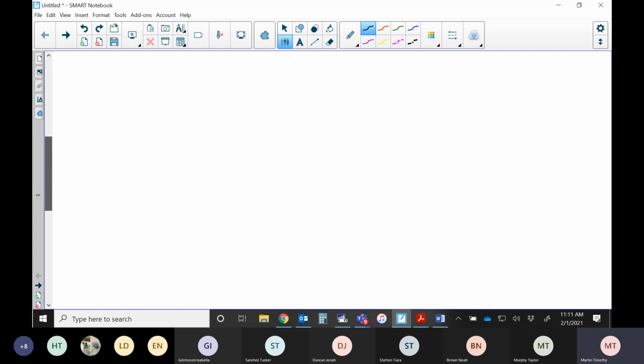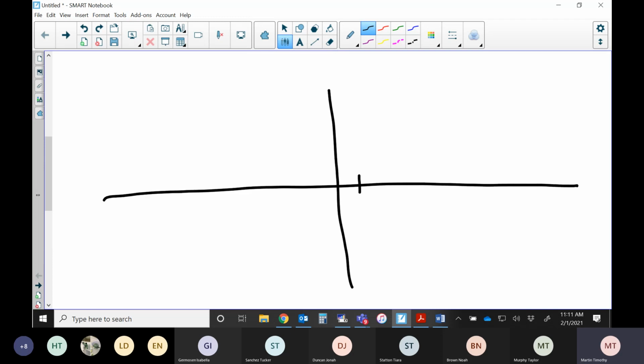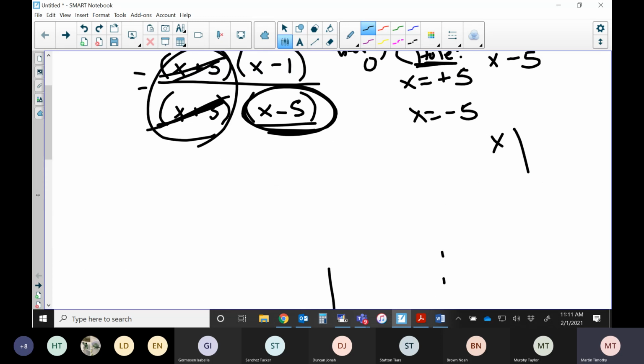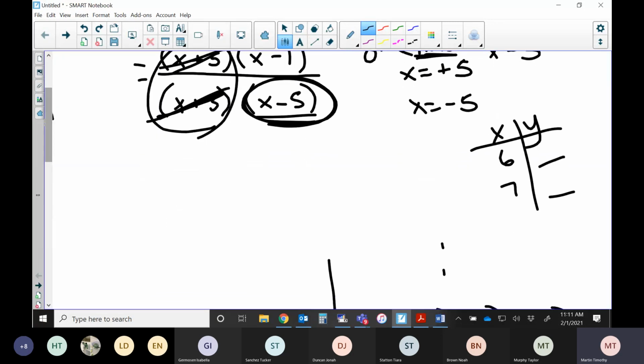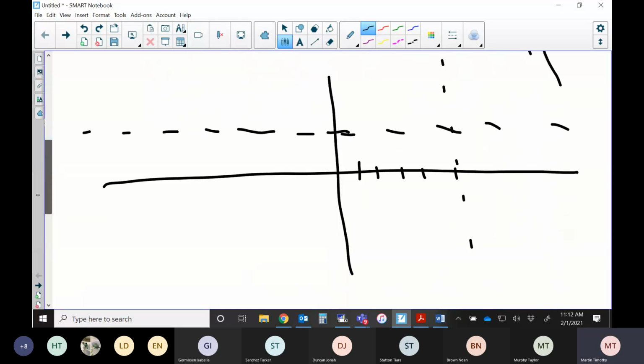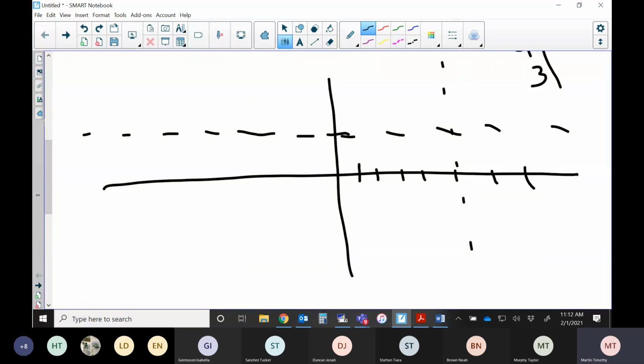And what that looks like on my graph is 1, 2, 3, 4, 5. This is still a vertical asymptote. This is still a horizontal asymptote. But when I make my x and y chart, I would plug in numbers to the right and to the left of the vertical asymptote. So I would plug in a 6 and get a number out. I'd plug in a 7, get a number out. And then I would plug in the other side of the asymptote. So I might try a 4. I would maybe try a 3. So those first 2 would get me the points on this side of the asymptote, wherever they fall. These 2 would get me on this side of the asymptote, maybe up there, maybe down here.